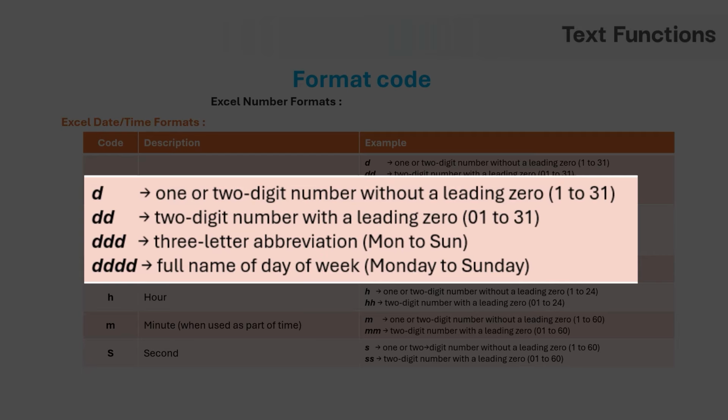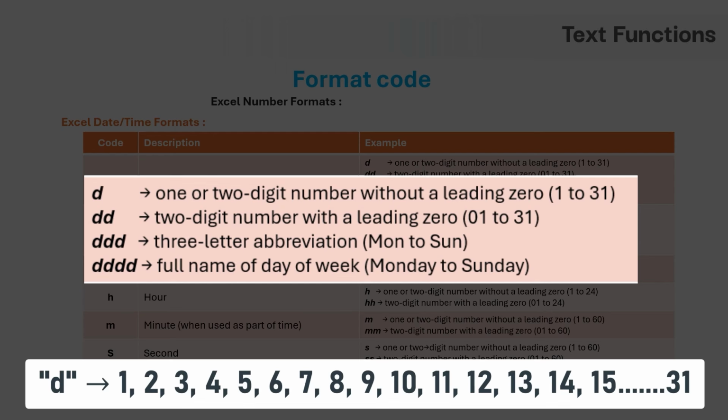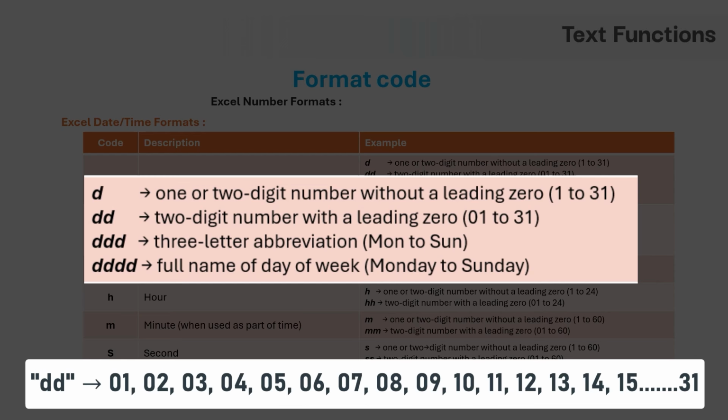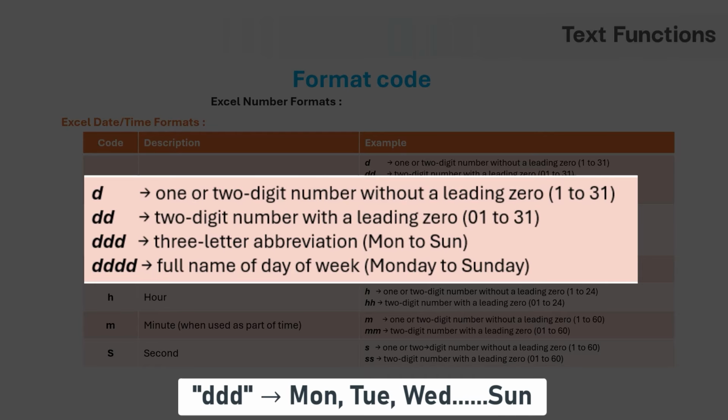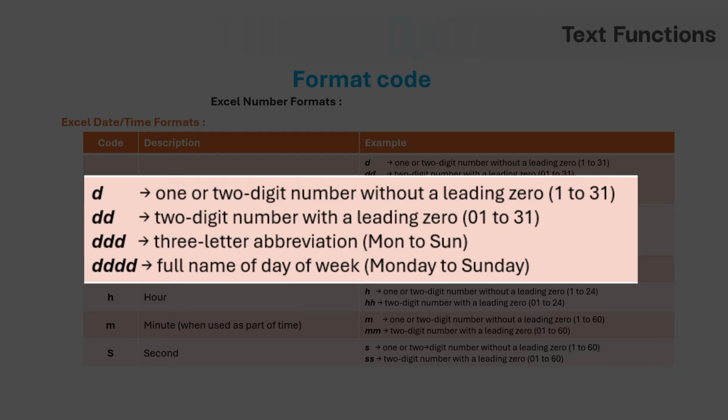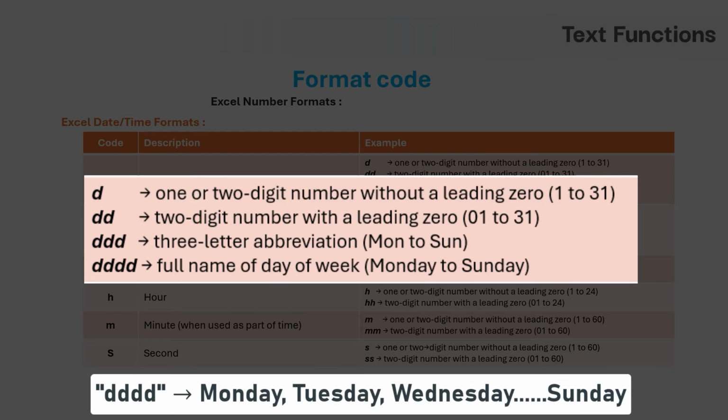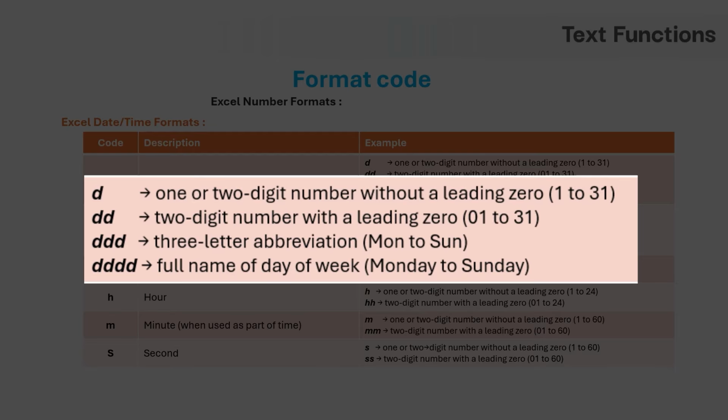Assuming the input provided is a date, the format code with single D displays only the day in number without leading zeros, especially for dates 1 to 9. Double D displays the day in number with leading zeros, again for the dates 1 to 9. Triple D displays only the day in 3-letter abbreviation, and 4Ds displays only the day in full name.